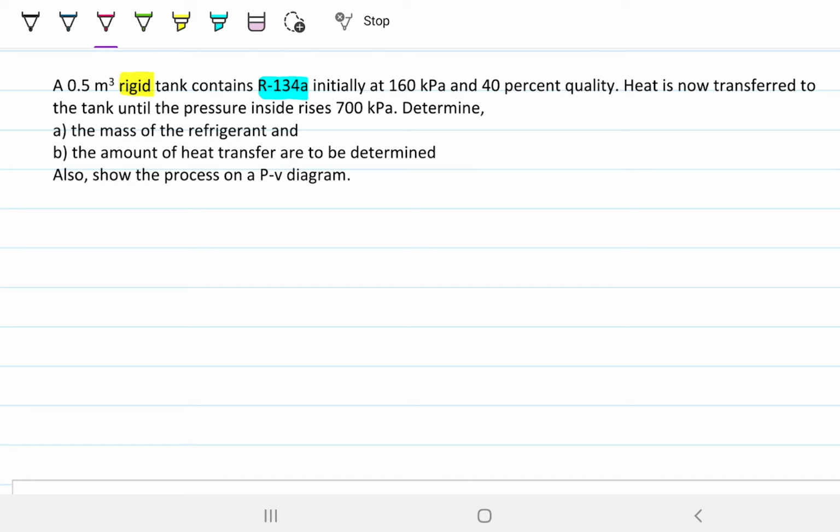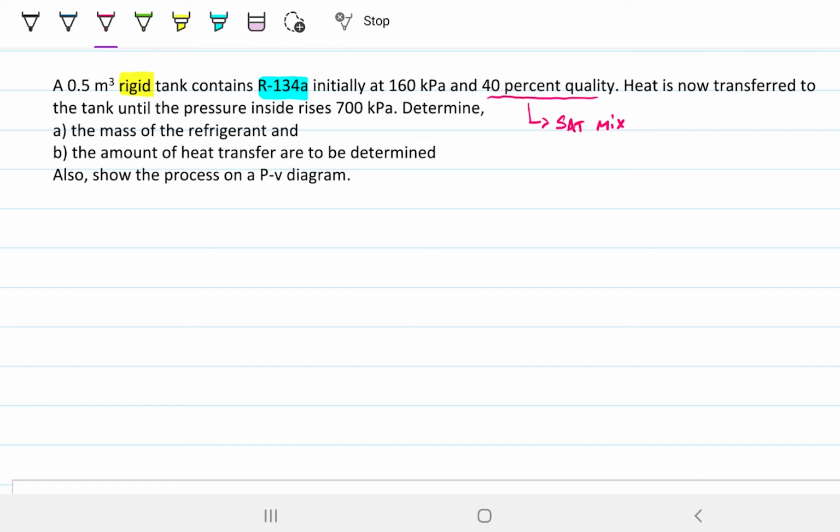Initially, it's 160 kilopascals and 40% quality. So note that we have two properties. I'm not sure if quality can be understood as a thermodynamic property, but it allows us to completely define the first state. So the first state is completely defined. We have 160 kilopascals and 40% quality. So what we know here beforehand is that the first state is a saturated mixture, right? And note how all these things you need to know beforehand to be able to solve this problem. That's why it's the next step after the ones we've been doing in the previous couple weeks.